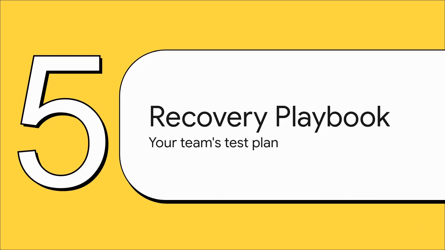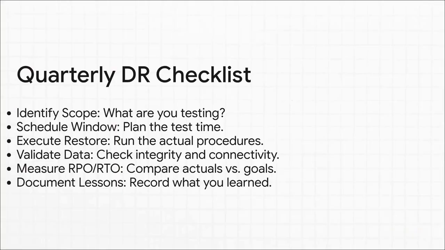Here is a practical playbook, a checklist you can literally adapt for your own team's fire drills. This right here is your takeaway, a checklist to run every single quarter. Start by defining your scope. Then, after scheduling a window, you run the actual restore. But don't stop there. The most critical steps are next. You have to validate the data integrity and the application connectivity. Can the app actually use the restored data? Finally, measure your performance against your goals, and most importantly, document everything you learned to improve for next time.